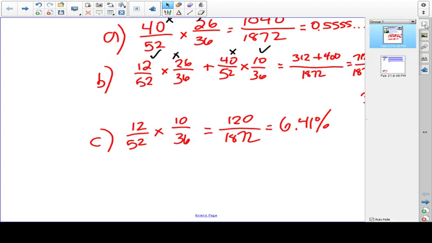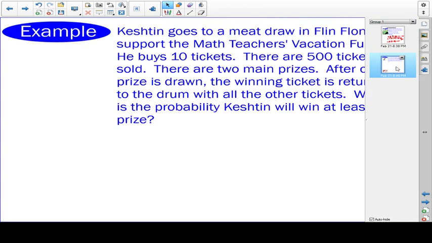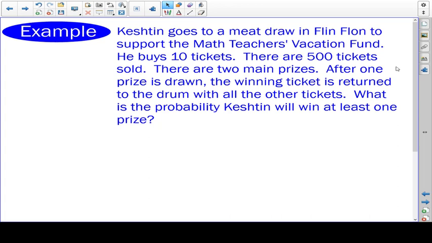Now, another example. Keston goes to meet Draw in Flin Flon to support the math teacher's vacation fund. He buys 10 tickets. There's 500 tickets sold, and there's 2 main prizes. After one prize is drawn, the winning ticket is returned to the drum with all the other tickets. What's the probability that he wins at least one prize?